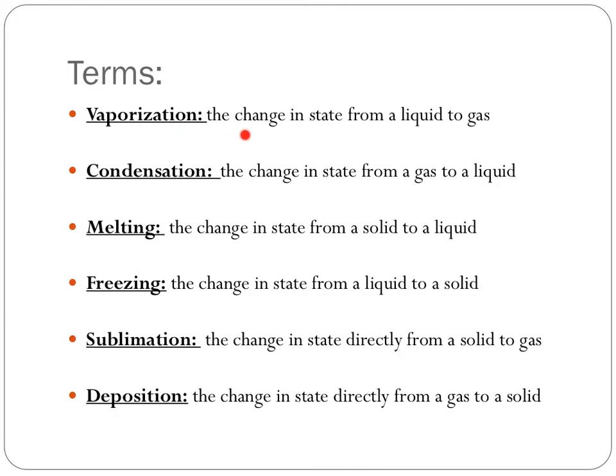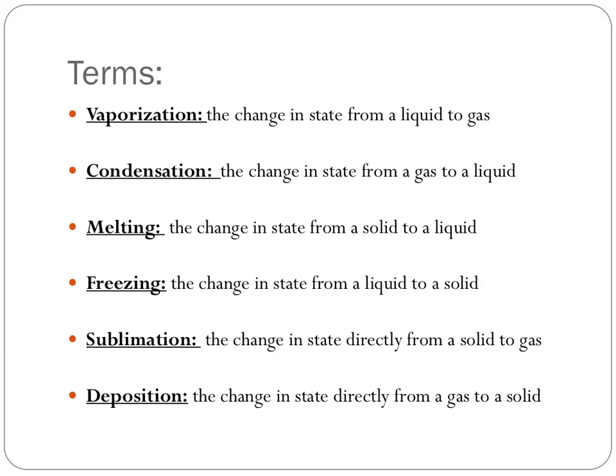So first is vaporization. This is the change in state from liquid to gas. So if you've ever left a glass of water out and later came up and it was gone and your cat didn't drink out of it, then it was probably vaporized into the air. Condensation is the change in state from gas to liquid. If you have a cold cup of water and you have a bunch of droplets around on the outside, your glass is not leaking. Water vapor is condensating onto your glass.